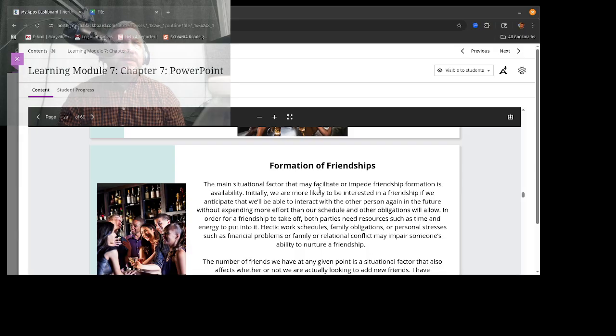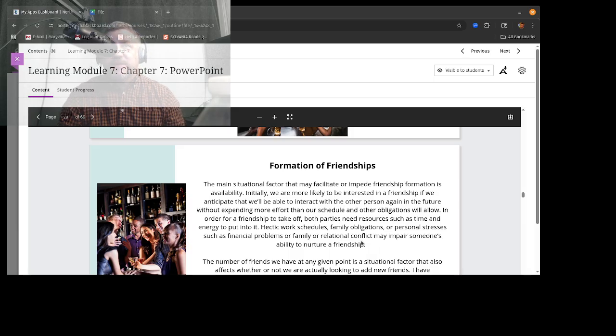The main situational factor that may facilitate or impede friendship formation is availability. So if people aren't available, that friendship level doesn't typically grow. As we get older, it becomes more difficult to have friends because of a hectic work schedule, family obligations, and personal stresses. Or even possibly financial problems, or even family conflict.